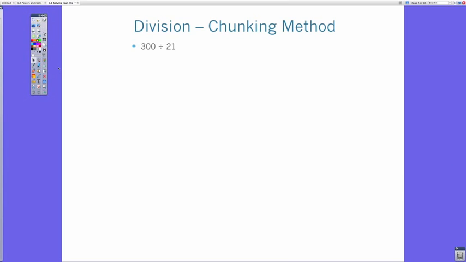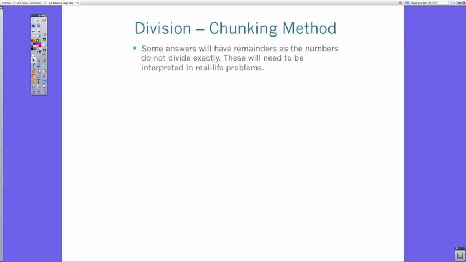Okay, can you use the same method for this next question, 300 divided by 21, and then I'll go through the method of how to work it out. You can use the chunking method. Okay, when we are dividing using the chunking method, you need to remember that some answers will have remainders as the numbers will not divide exactly. And these will need to be interpreted in real life problems. So we're going to have a look at an example now.